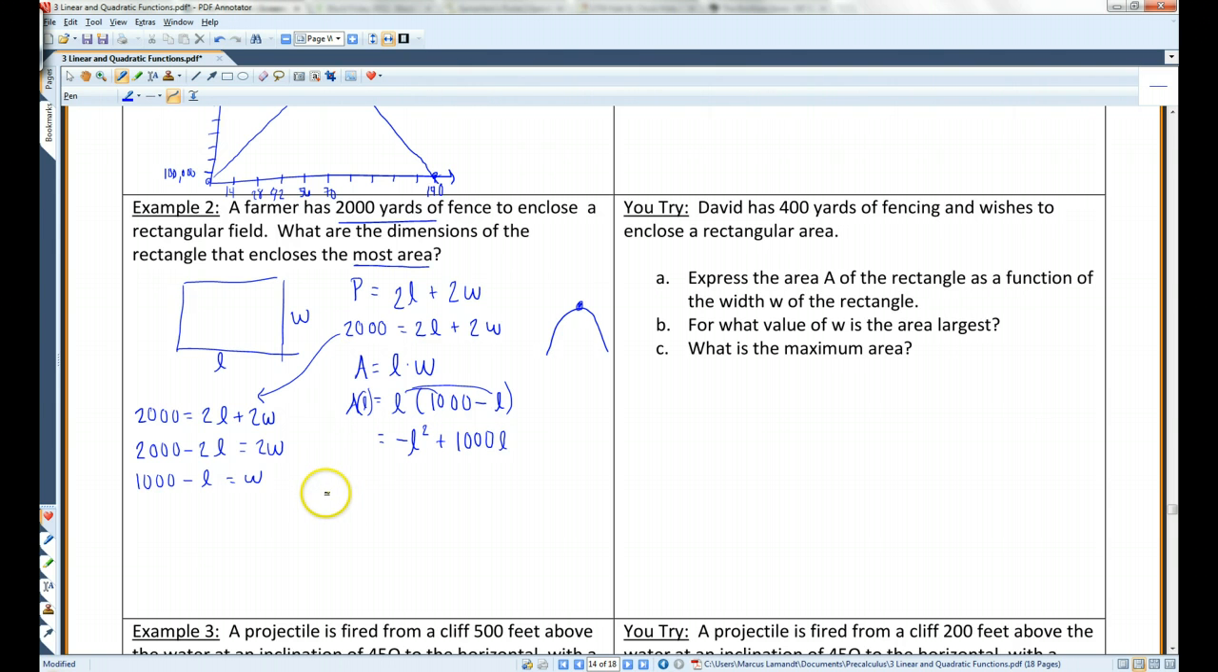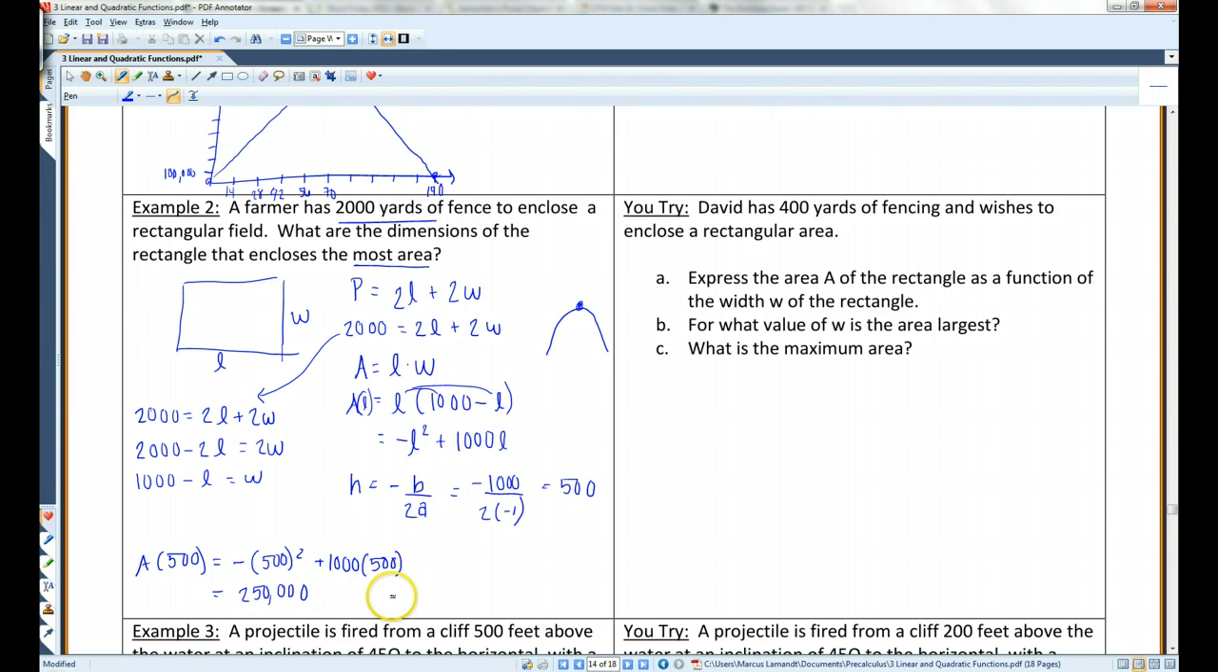So, once again, I'm going to look for my H. So I've got negative 1,000 over 2 times negative 1, which gives me positive 500. And then if you plug that in, you should get 250,000.